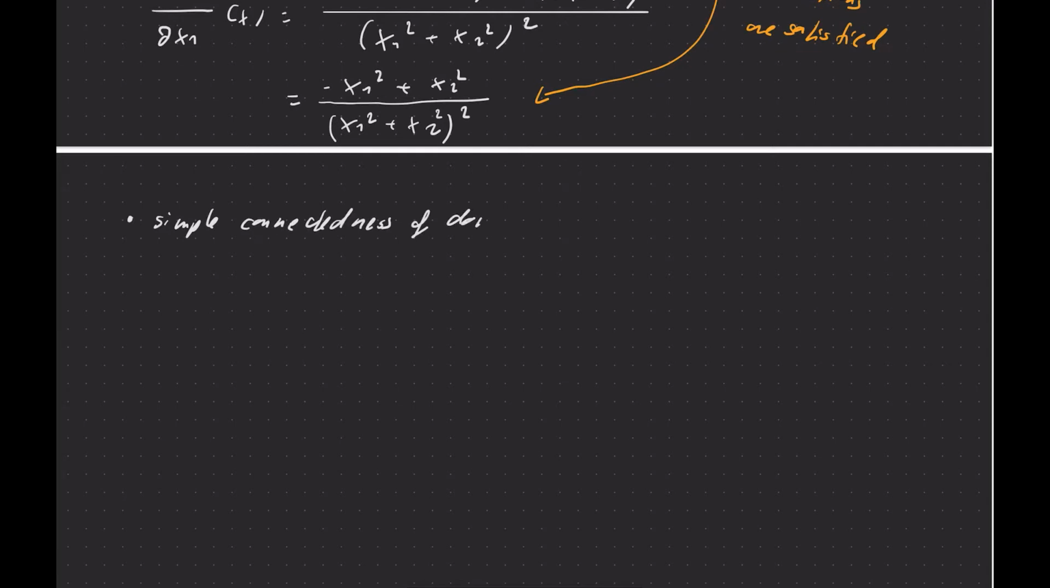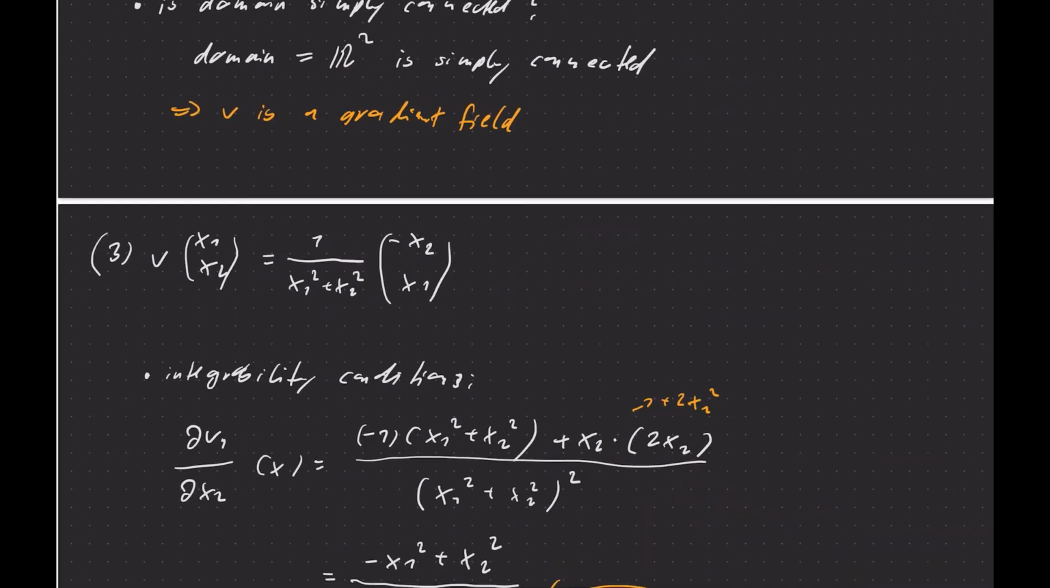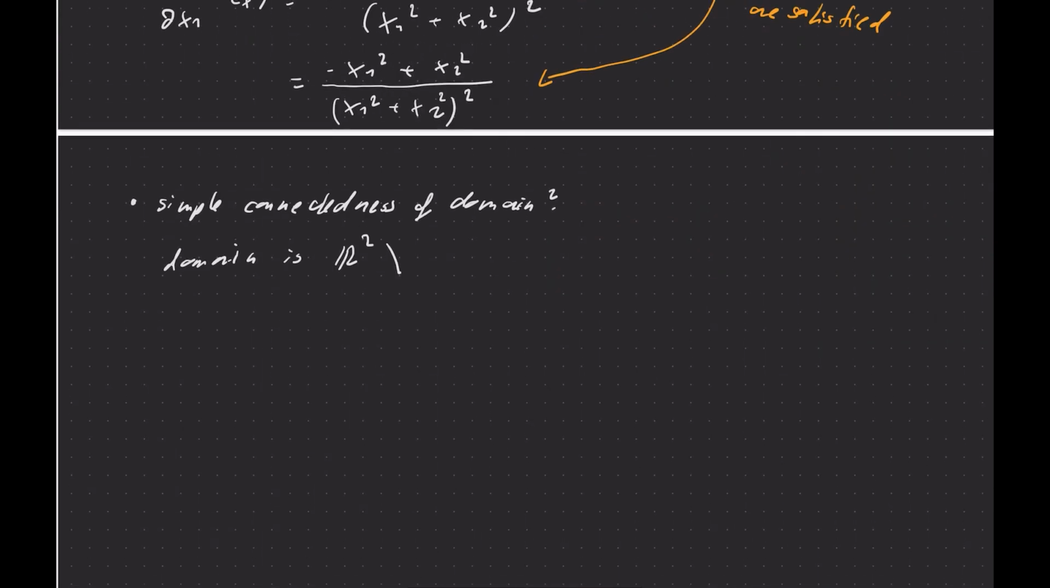Of our domain? Well, what is the domain in this case? Again, it's R2, but we have to exclude one point if you look back at the vector field here. The one point that we cannot use here is the origin, because this expression is not defined if both x1 and x2 are 0. So we have to exclude the origin from our set here.